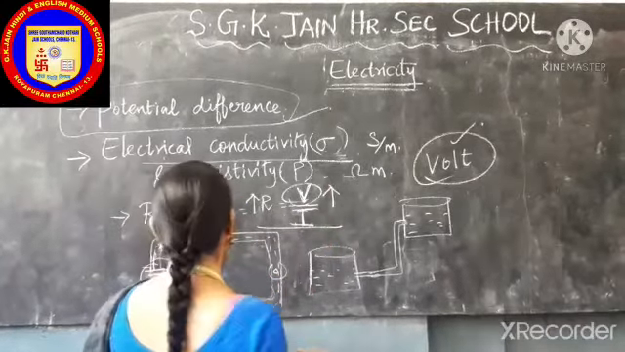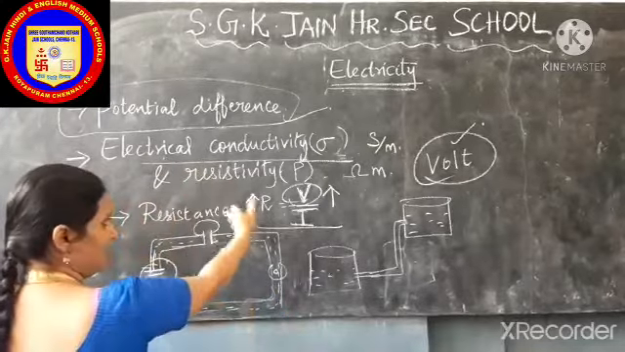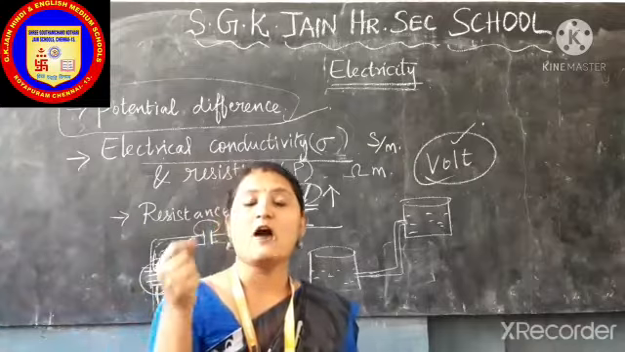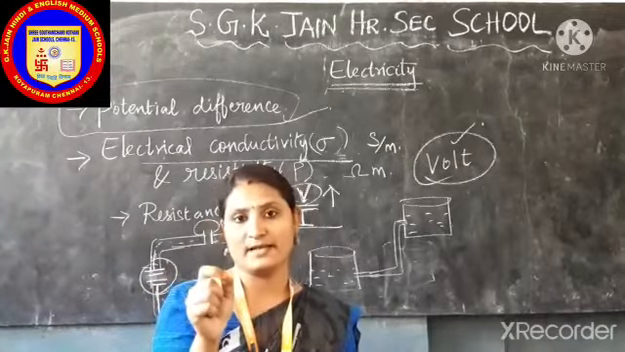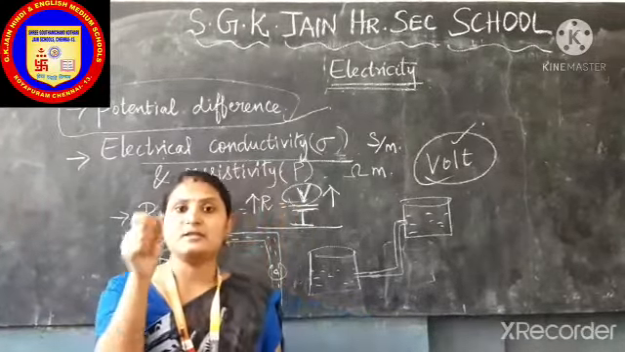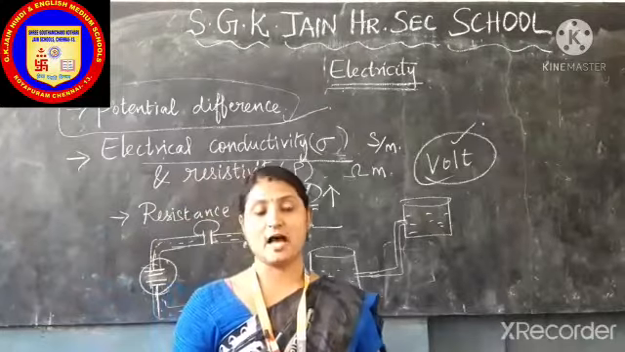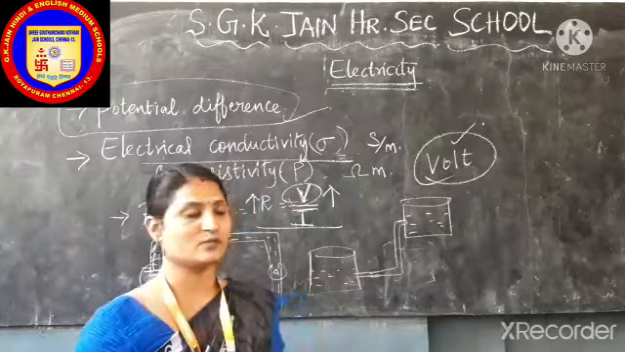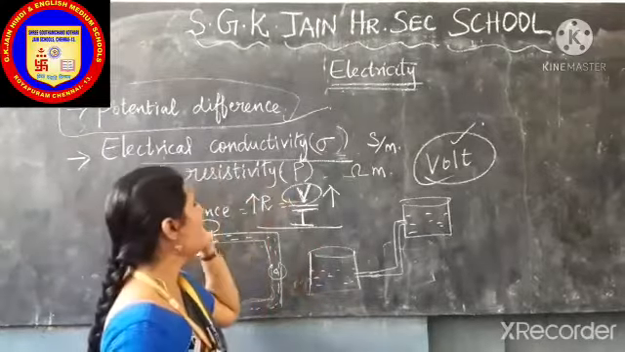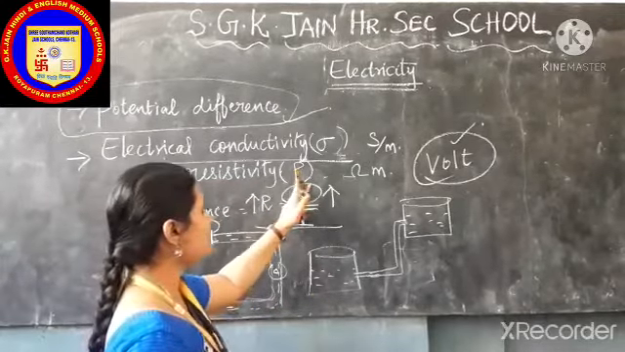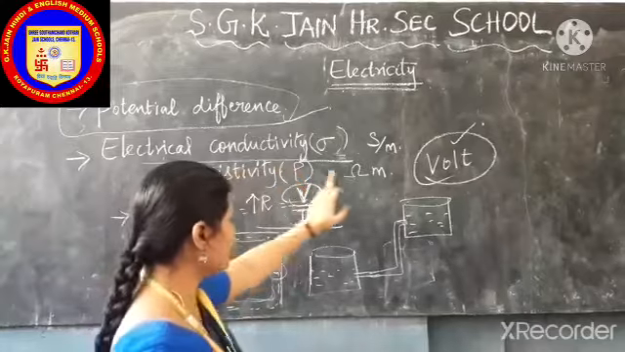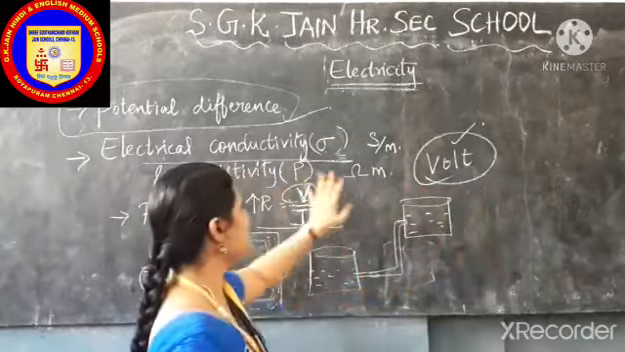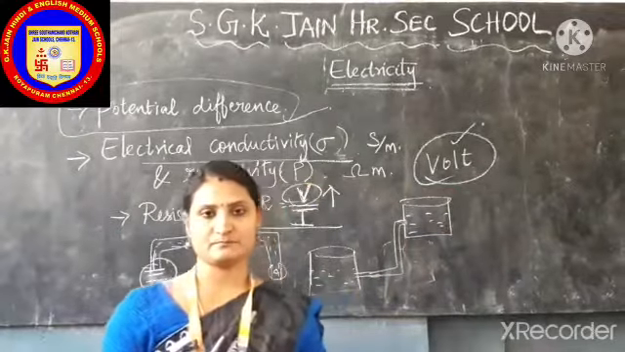Okay. Now we go for the resistivity. Resistivity means how strongly the component resists the flow of electric charges. How strongly it can resist the flow of electric charges. So that is what is called resistivity. The resistivity symbol is rho, and the unit of resistivity is ohm meter. The unit of resistivity is ohm meter.